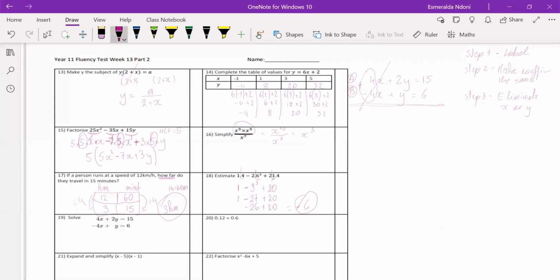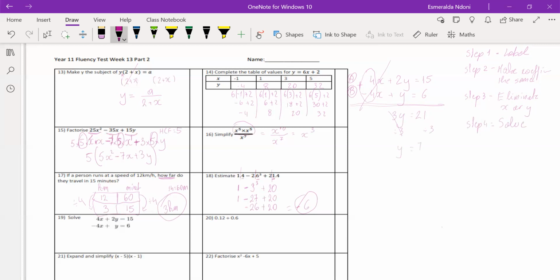These go, 4 take away 4 is nothing. That's your whole point. You need to eliminate one of them. 2 add 1, so 2y add 1y is 3y. And 15 add 6 is a 21. Perfect. So we eliminated one of them. Step 4 is to solve. So now we have only one letter. We can now solve. So we divide them both by 3.